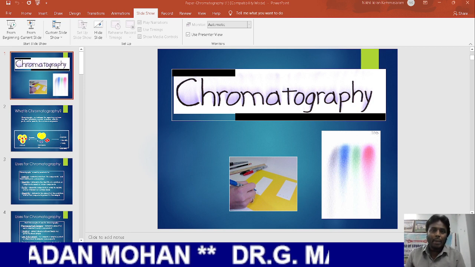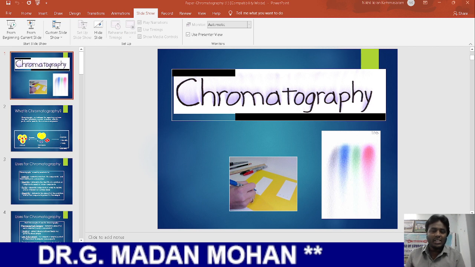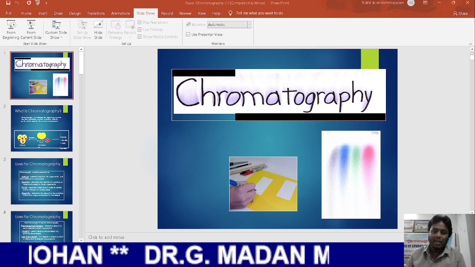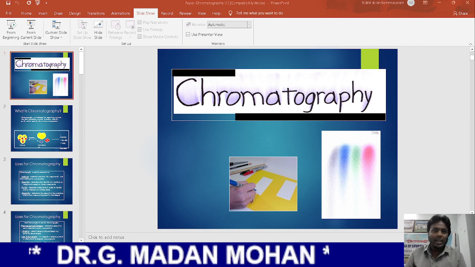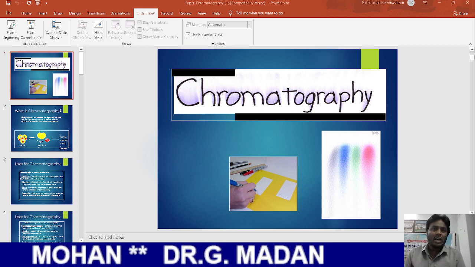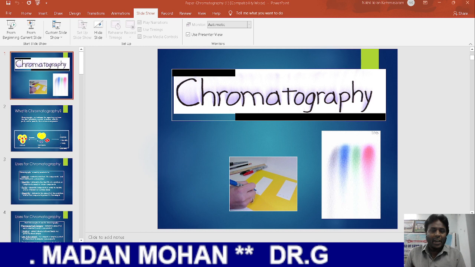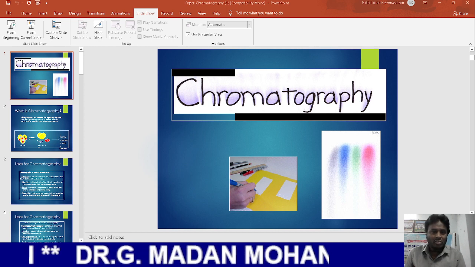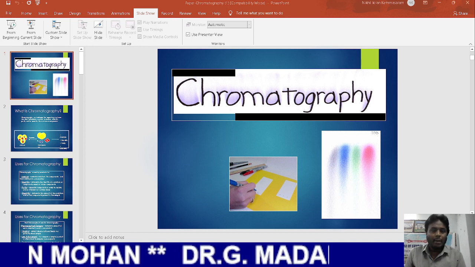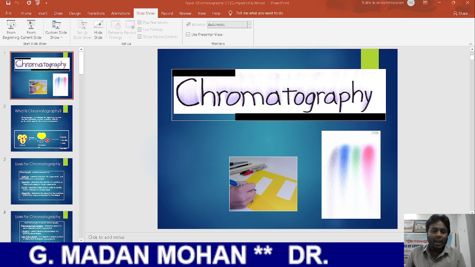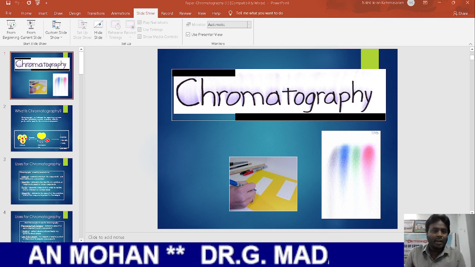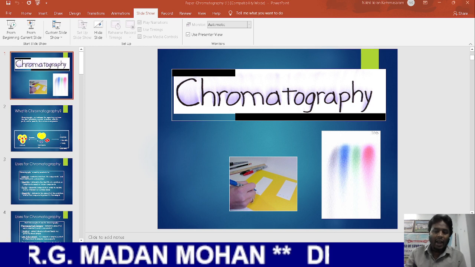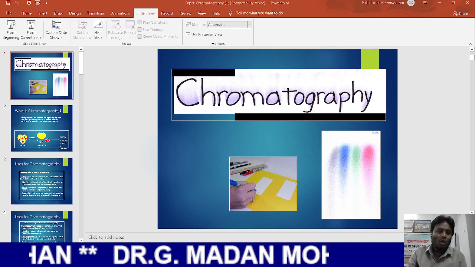So the paper chromatography experiment is very simple and can be done in a short period of time. The purpose of paper chromatography is separation of components from mixtures, and the preparation time is very short. We can do the preparation in 10 minutes and the process can be completed within 45 minutes, and the setup can be done at low cost.